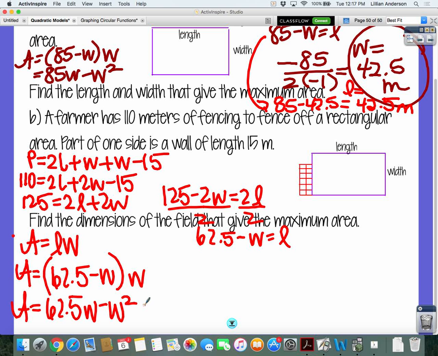And if I'm looking for the dimensions that give my maximum area, what am I looking for? The y coordinate of the vertex? Not the y coordinate of the vertex. I'm looking for the x because the x gives me one of my dimensions. The y actually gives me the maximum area, but I'm not concerned about that. I'm looking for my dimensions. So negative b over 2a is what? Because a was a negative. 31.25. That is the dimension for the width, meters.